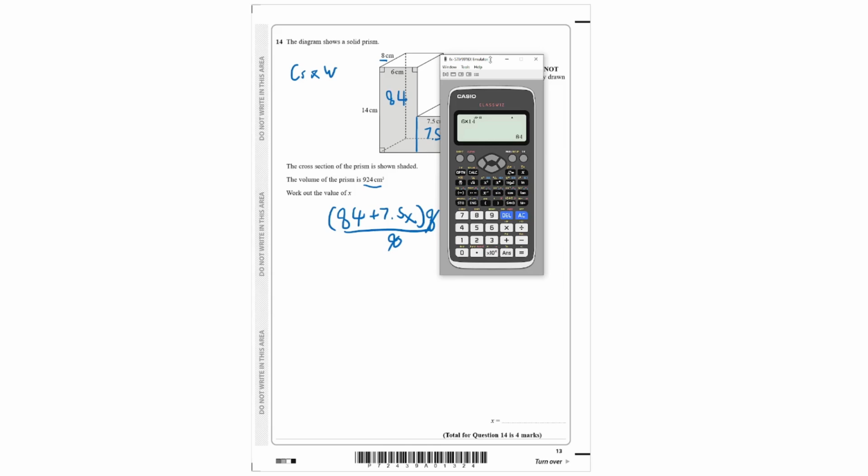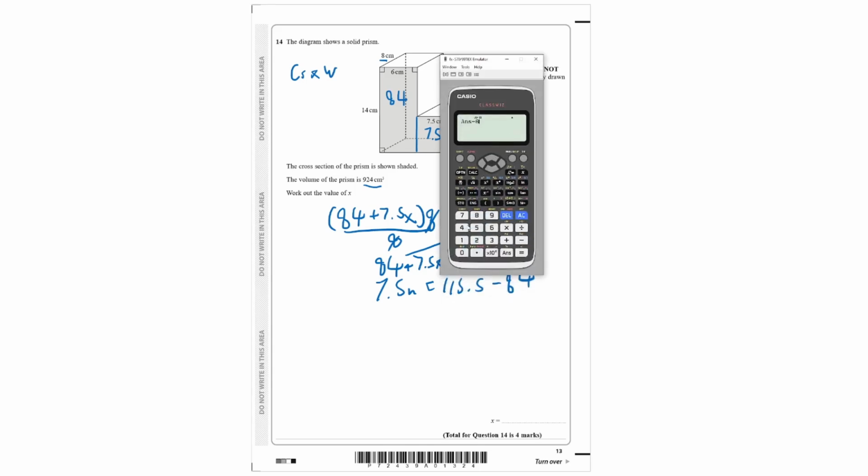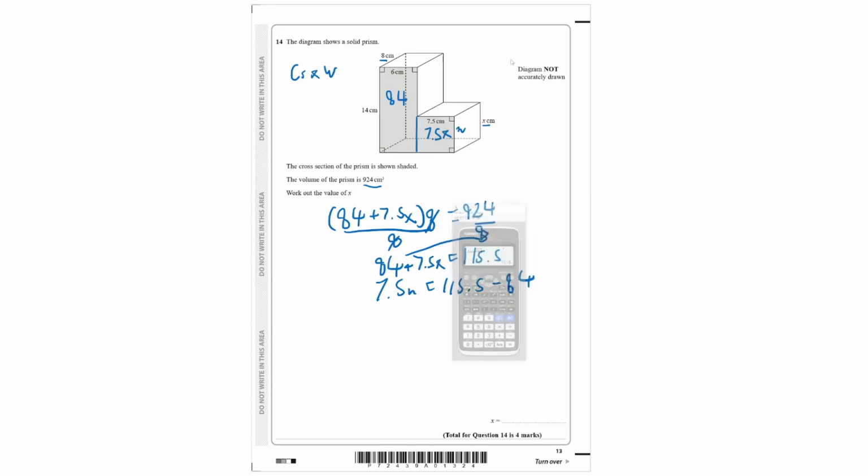924 divided by 8 gives us 115.5. So we have 115.5 equals 84 plus 7.5x. Now we can bring 84 to the other side. So we have 7.5x is equal to 115.5 minus 84. We can find this out. Minus 84 gives us 31.5. So we have 31.5 and 7.5x.